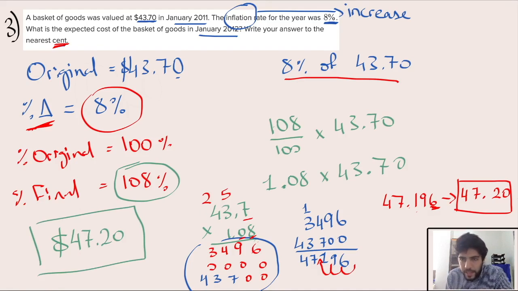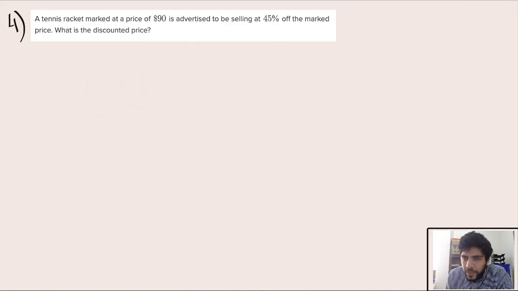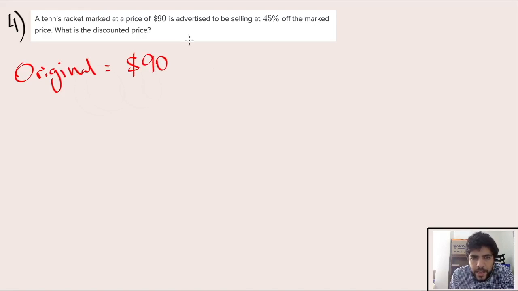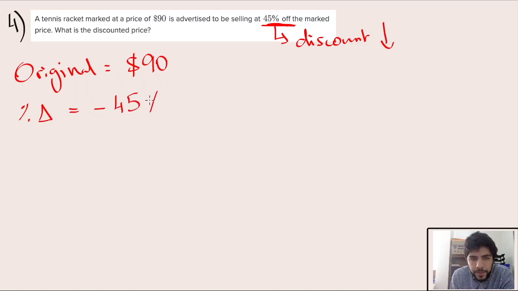Okay, let's do this one more time, and with a decrease problem. So a tennis racket marked at a price of $90. So again, the original is $90. Is advertised to be selling at 45% off. So this is a discount, which means decrease, right? And so percent delta is negative 45%. What is the final price?